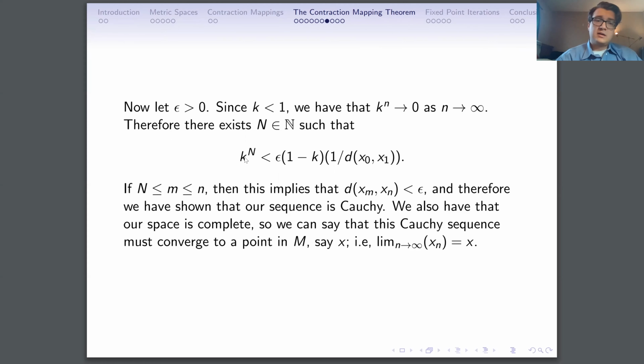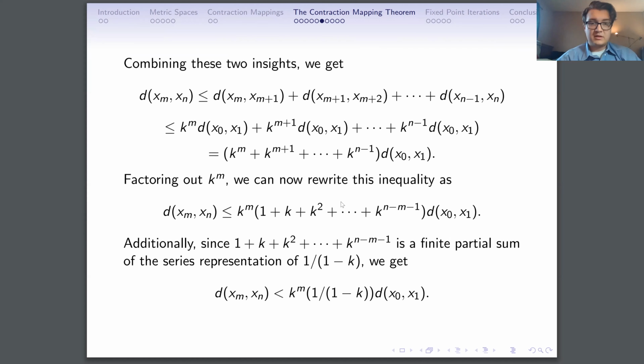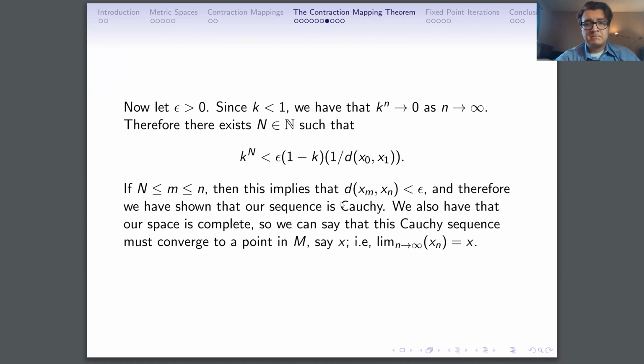And if capital N, our natural number, is less than or equal to m, which is less than or equal to n, this implies that our distance between x sub m and x sub n is less than epsilon, which is what we want, right? So if you move every term over here, leaving epsilon on the right, we essentially get that this distance here is less than epsilon. Therefore, we've shown that this sequence is in fact Cauchy. And since our space is complete, we can say that this sequence must converge to some point in our set. So let's just say that the limit of x sub n as n approaches infinity is equal to x.